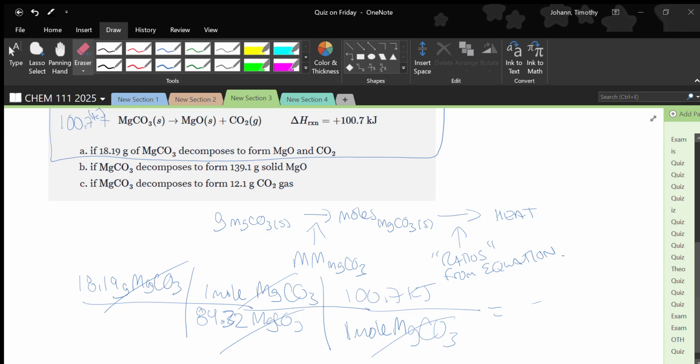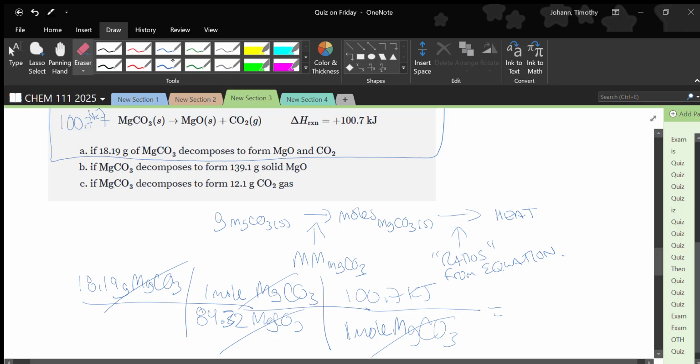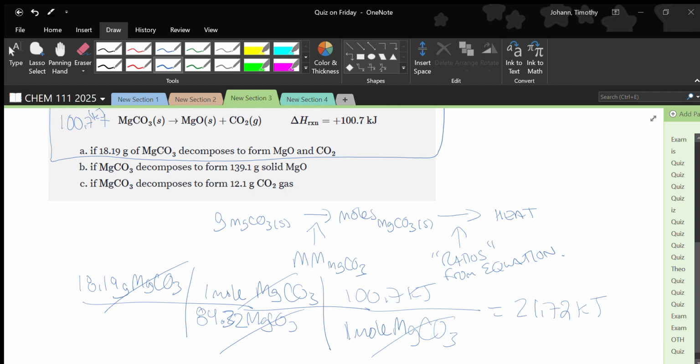So I'm going to go ahead and just fix the answer here. Actually, I should have just asked you guys for the answer. And if two or more of you got the same thing, it was probably right. How about 21.72 kilojoules? Does that work? Okay. Questions? All right, so that's enthalpy of reaction.